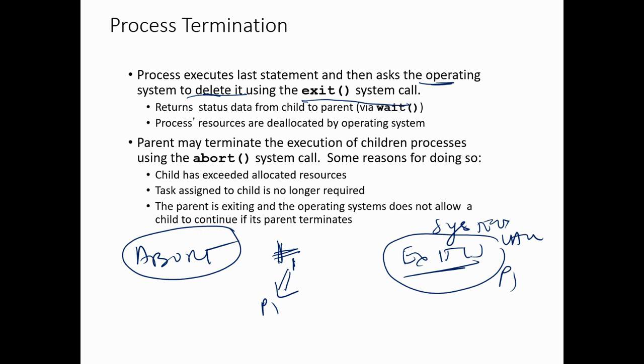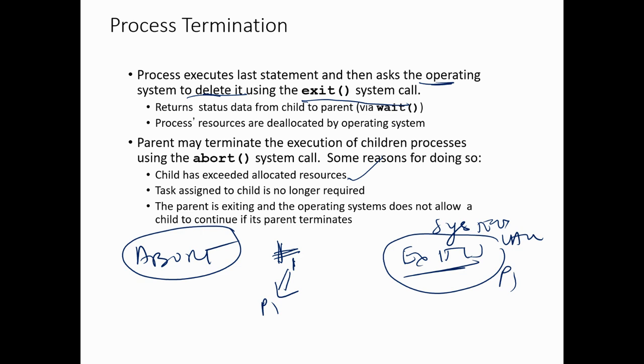What are the reasons we are supposed to abort the process? The first point is that the child has exceeded its allocated resources. Second point, the task assigned to the child is no longer required. So at time T, it has completed its entire process, and I don't want to push it to the entire end of completion.